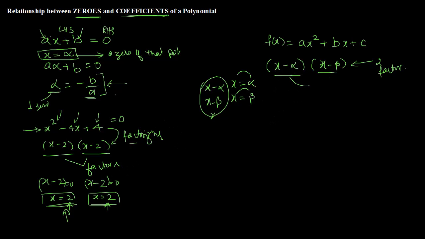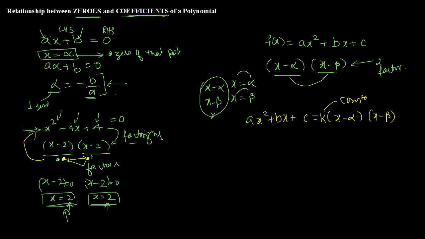So let's take these two and multiply them. What do you mean by factors? When I say factors, if I multiply these two, I need to get that polynomial back. So that means my ax square plus bx plus c should be equal to the product of my factors, x minus alpha and x minus beta. I'll add k as a constant.